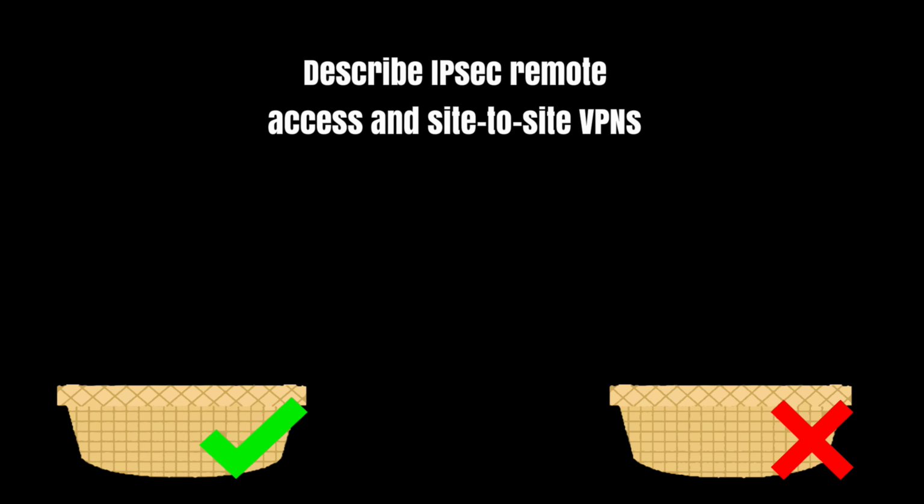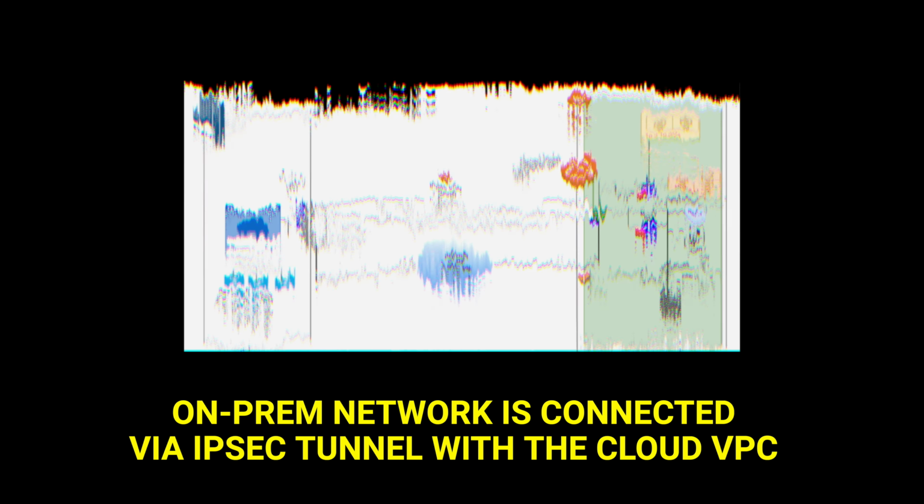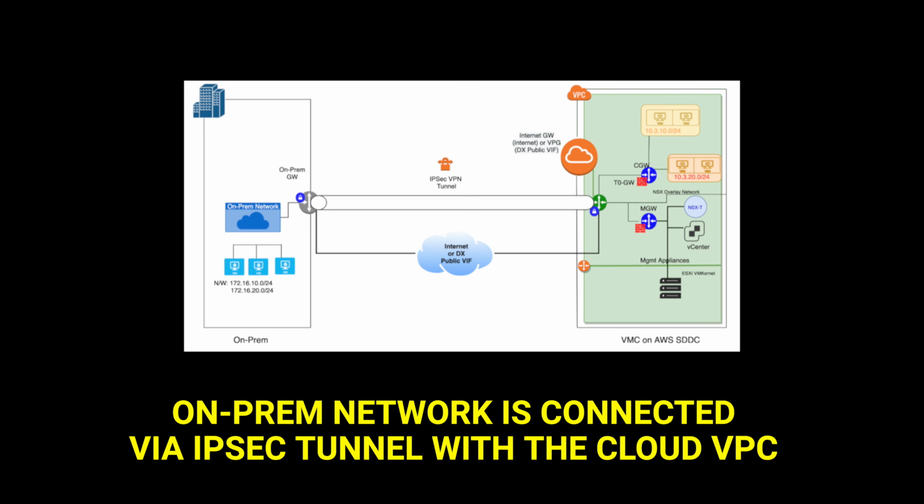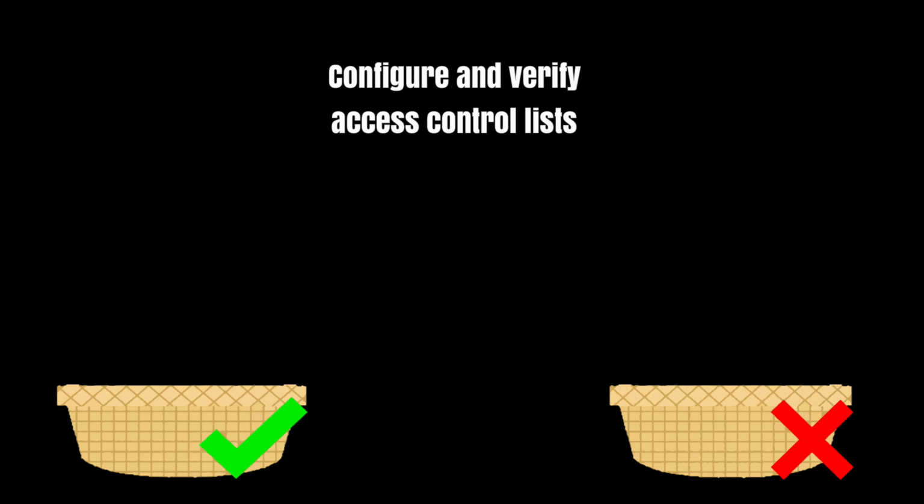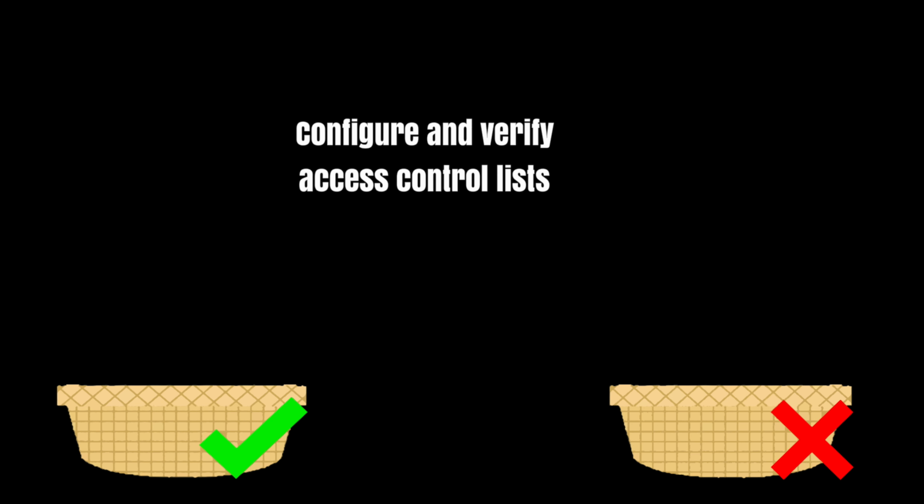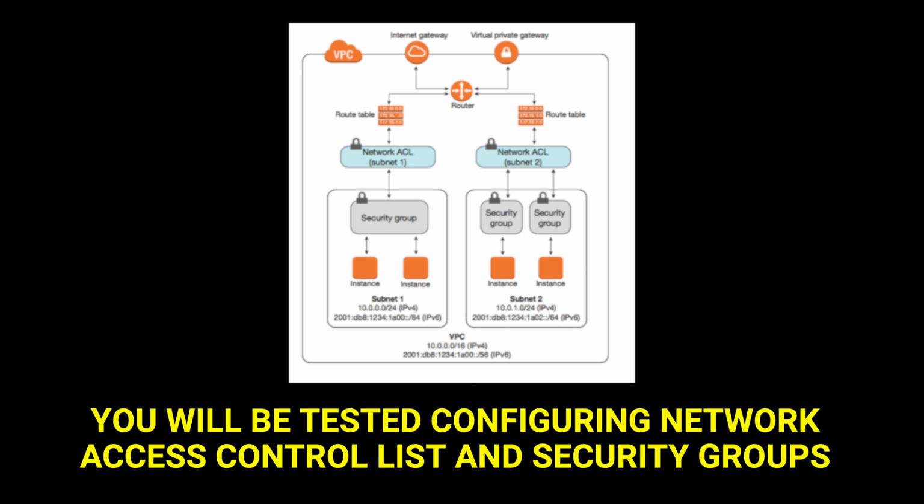Describe IPsec remote access and site-to-site VPNs is another useful knowledge, as often an on-prem network is connected via an IPsec tunnel with a cloud VPC. Configure and verify access control lists. You must be a master in that configuration. You will be tested configuring network access control lists and security groups.